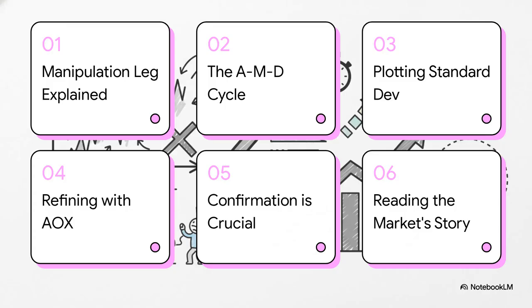So here's the game plan. First, we'll define what this manipulation leg actually is and the theory behind it, which is called the AMD cycle. Then we'll get our hands dirty with two practical tools, standard deviation and something called AOX. And we're going to wrap up with what I think is the most critical part, why you always need confirmation and how all this helps you read the bigger story the market is trying to tell you.